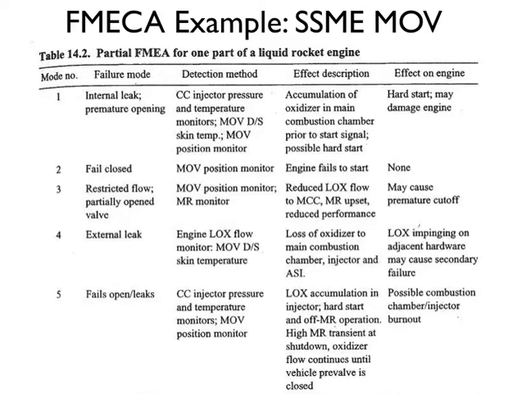As an example, you can look across the top row, which shows the column headers. There's the mode number, so it's uniquely identified, the failure mode, detection method, effect description, and the effect on the engine. Okay, so one note about the mode number on the far left, you can see that it's labeled 1 through 5, so this is essentially just showing that there are 5 different things being analyzed. Whether they're the same component or different components doesn't really matter. They're just different lines in the FMECA.